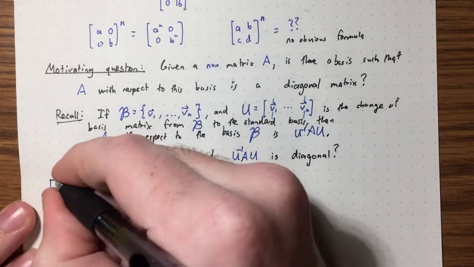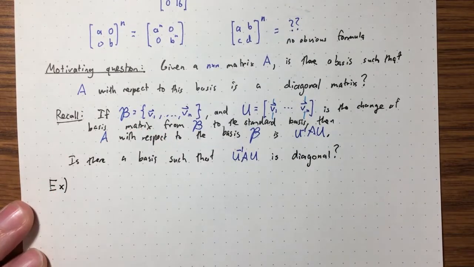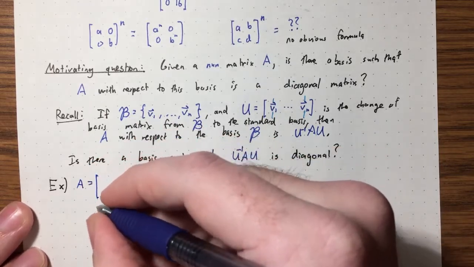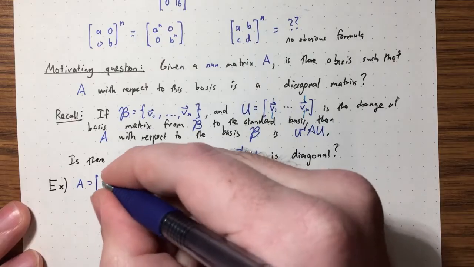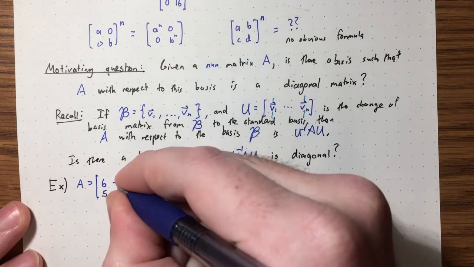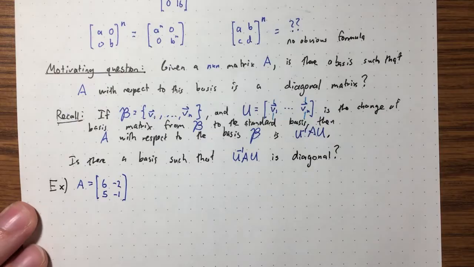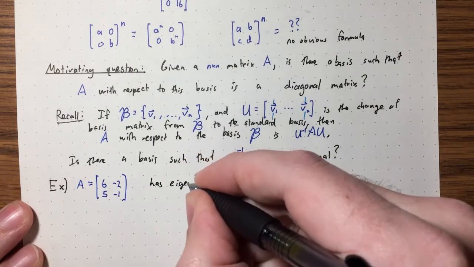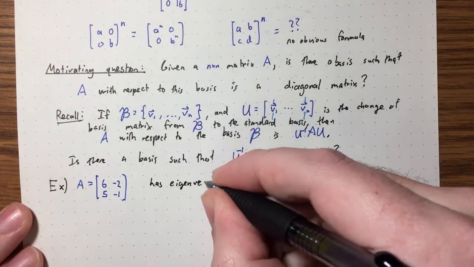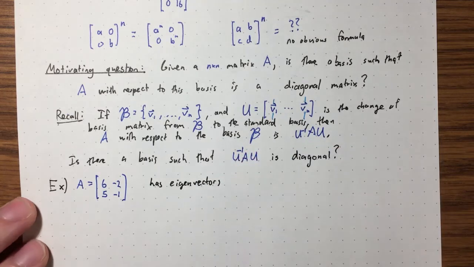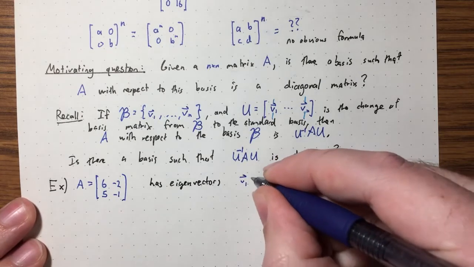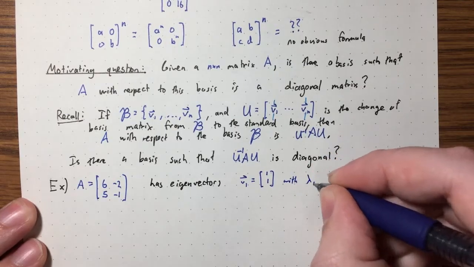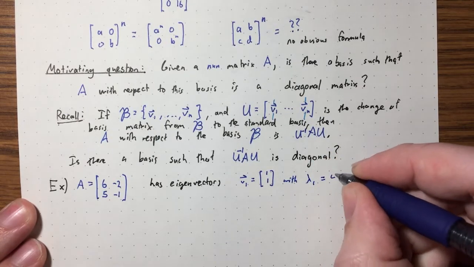Here's what I'm imagining, okay? So let's do an example with a matrix we saw before. Let me recall what this matrix was. It was 6, 5, minus 2, minus 1, okay? And let's just recall, we should do both of them, vectors and values. So it has eigenvectors 1, 1 with associated eigenvalue 4.